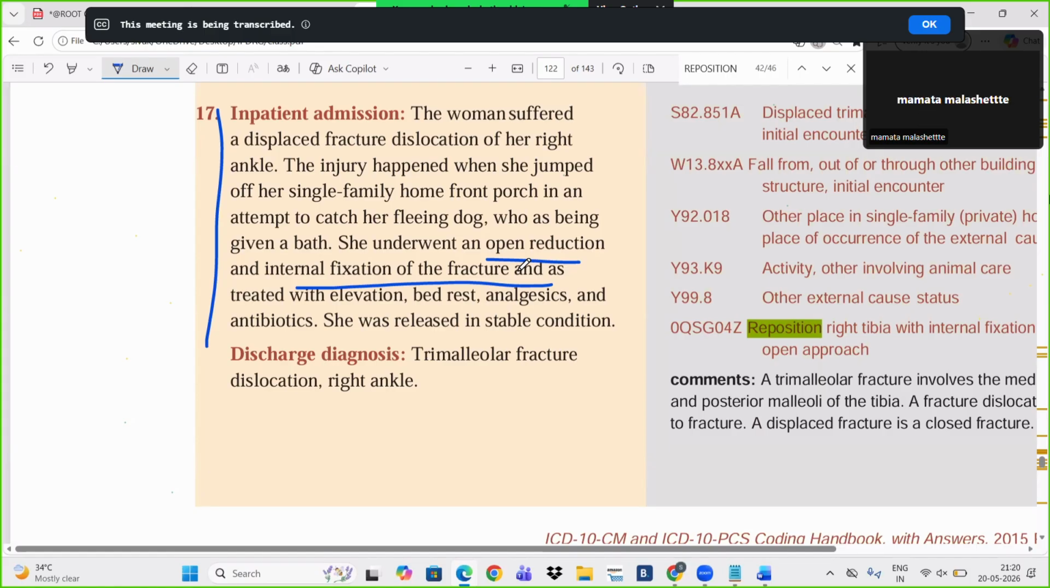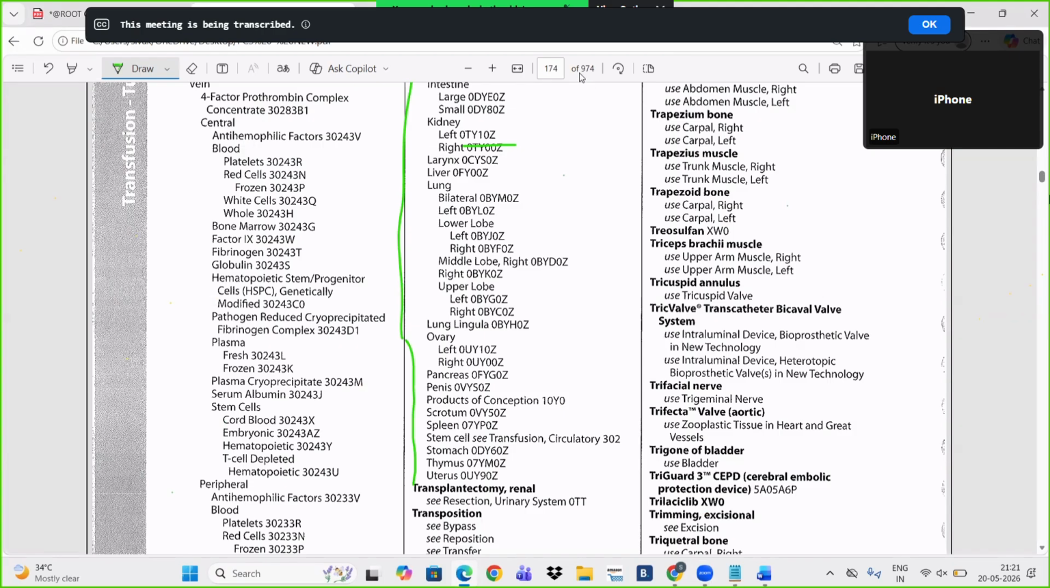Okay, thank you, sir. Yes, yes. Sir, can you teach me how to book lead? I need to learn book leading. Open your PCS PDF.